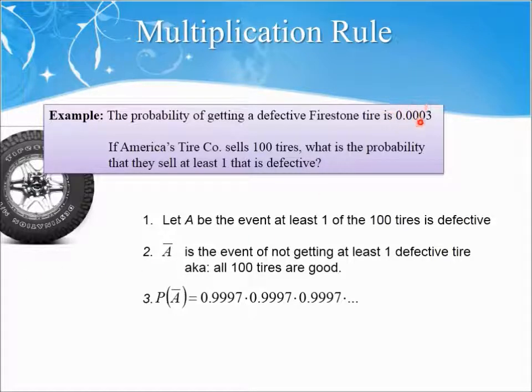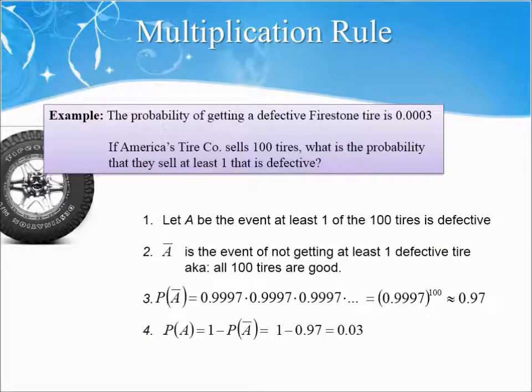In other words, we look at the probability that any tire is defective. Well, 1 minus that will be the probability that we choose a good tire. But we want to do this 100 times since we're choosing 100 tires. So this is really the probability of A complement equals 0.9997 to the 100th power. And plugging that into the calculator gets us approximately 0.97. So the probability of getting 100 not defective tires, or 100 good tires, is 0.97.